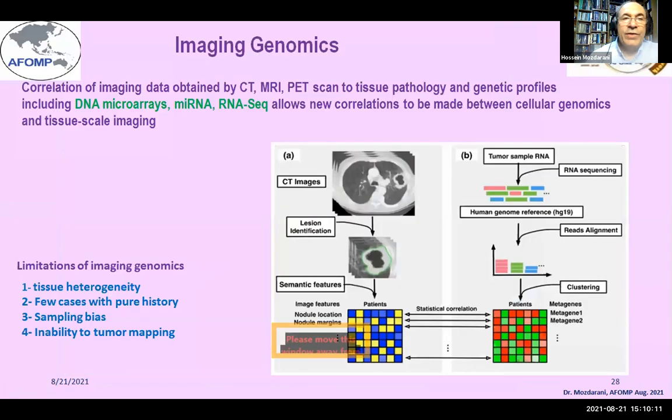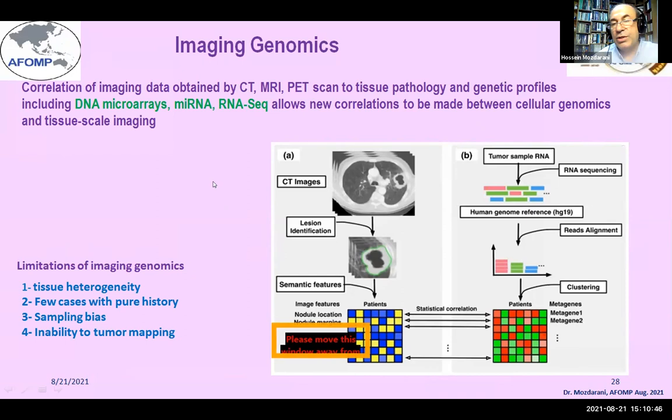Another feature of radiogenomics is imaging genomics. I just summarized in this one slide the correlation of imaging data obtained by CT, MRI, and PET scan to tissue pathology and genetic profiles, including data obtained by DNA microarrays, microRNAs, and DNA sequencing, which allows new correlations to be made between cellular and tissue scale imaging.